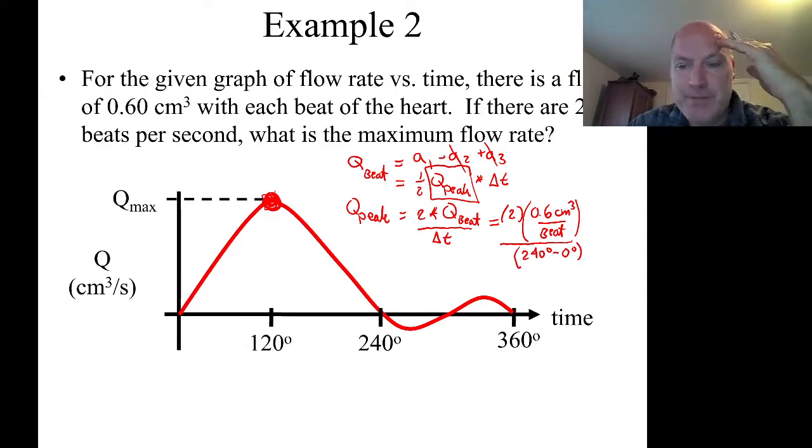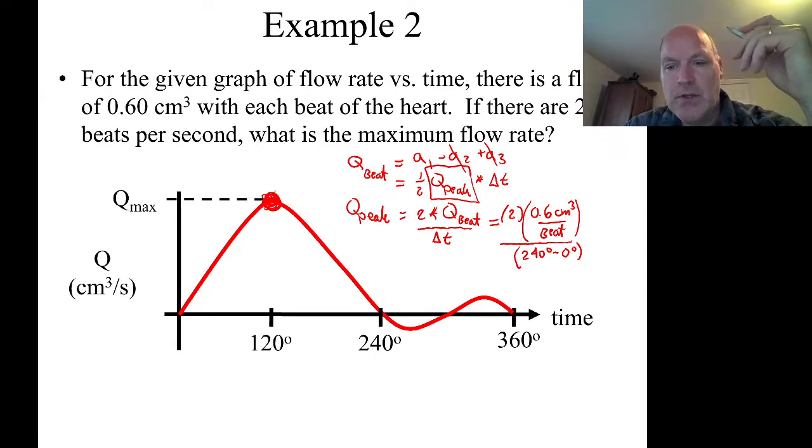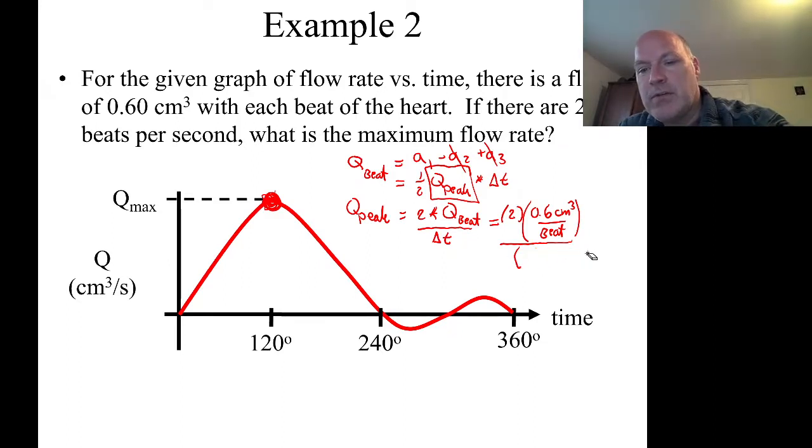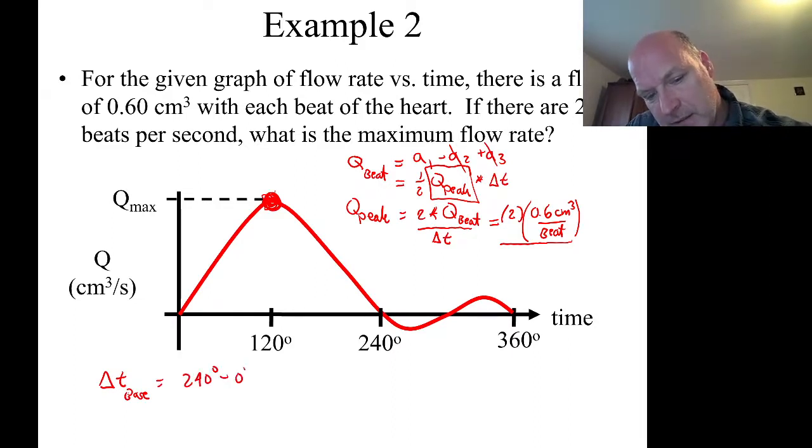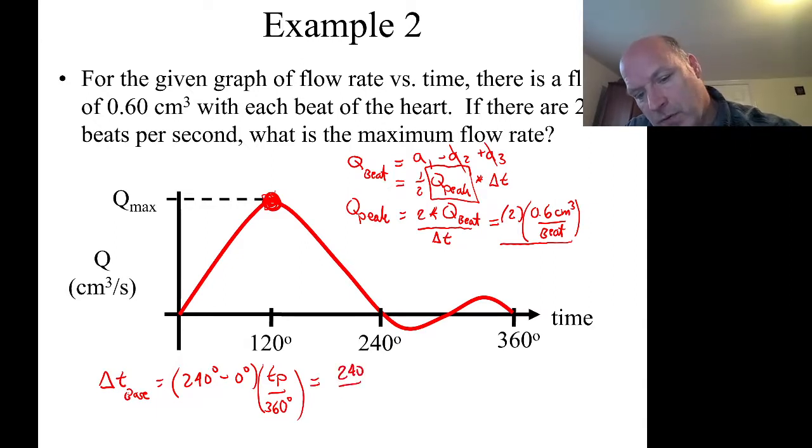Now we have to convert. You know what? I'll do it differently. We're going to figure out what delta T is, and then we're going to plug it in there. Delta T base, we'll call it base, is going to be equal to 240 degrees minus 0 degrees. Then we have to convert it to time, so we say TP over 360 degrees, right? So then that becomes 240 over 360 times TP.